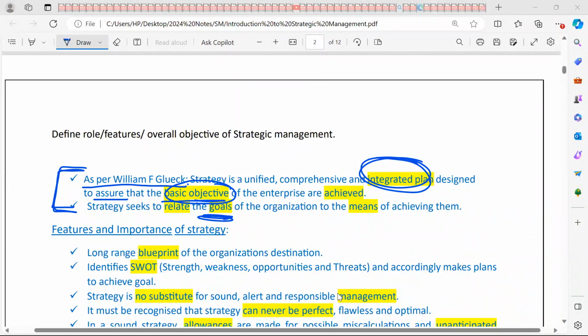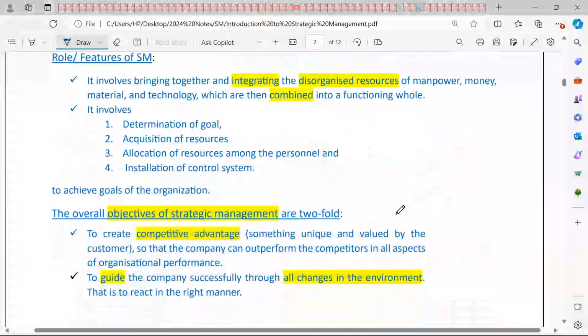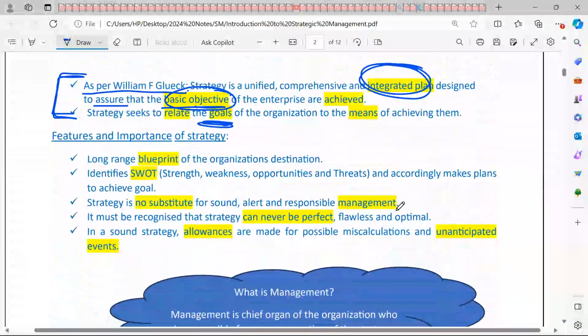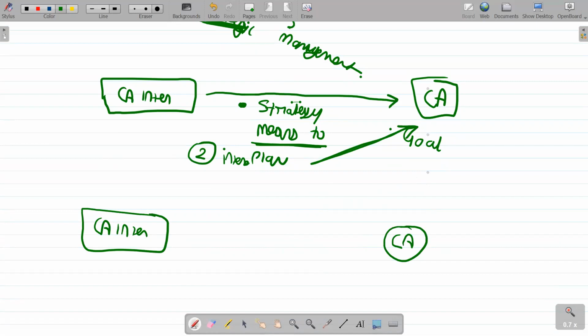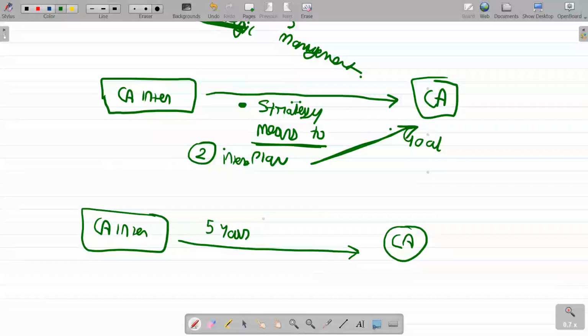First thing we have seen. What are the features and importance of the strategy? Great. So coming back to the example, you are in CA Intermediate. You have set a goal to become a chartered accountant. So what strategy will you prepare? You will prepare a strategy that five years down the line, I will complete my articleship. I will complete my CA Final studies. All these things you will do. Then the second thing, what will you do?